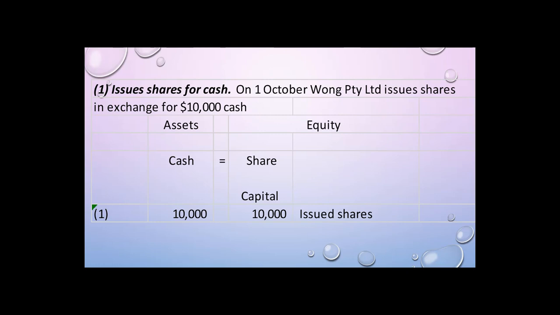Okay, let's take a look at sample transactions and how they affect the accounting equation. The first transaction says issues shares for cash. On 1st October, Wong Proprietary Limited issues shares in exchange for $10,000 cash. So cash is an asset account, so we have cash here, $10,000. And equity, or shall we say share capital, will be an equity account, so you will see here on the other side we have $10,000. So if you see the asset side and equity side, they are both 10,000. So it's balanced.